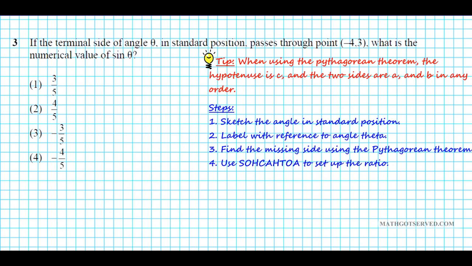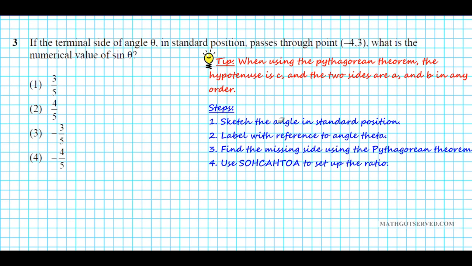All right, let's take a look at problem number 3. It reads, if the terminal side of angle theta in standard position passes through the point -4, 3, what is the numerical value of sine theta? One tip to keep in mind when using the Pythagorean theorem is that the hypotenuse is always c, and the two sides, known as the legs, are a and b in any order. It doesn't matter.